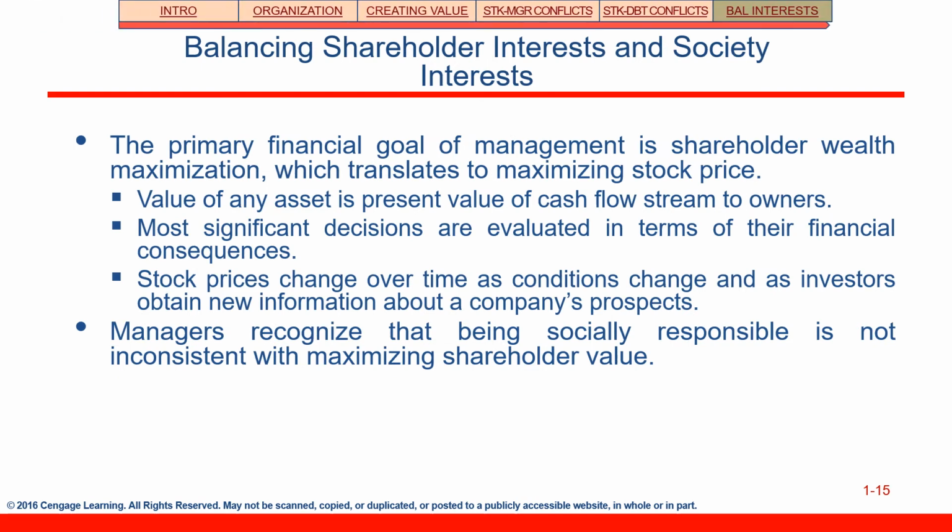So, balancing shareholders' interests and society interests. The primary financial goal of management is shareholder wealth maximization, which translates to maximizing the stock price. The value of any asset is the present value of the cash flow stream to owners. That's shareholder wealth maximization. The present value must be in favor of the owners. Most significant decisions are evaluated in terms of their financial consequences.